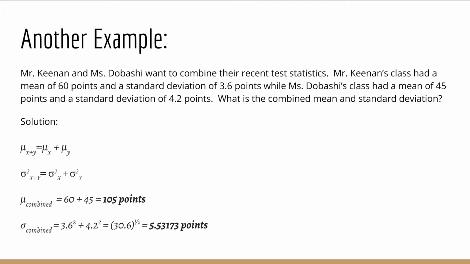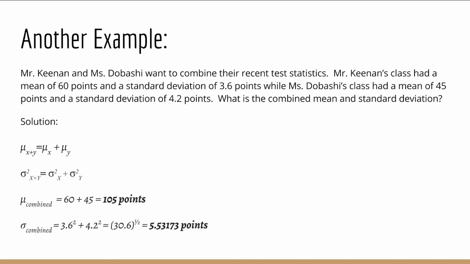Once again, we're going to look at the equations listed for combining two means and combining two standard deviations. First we're going to combine the means, and in this problem we simply had to add the two means of Ms. Dobashi's and Mr. Keenan's classes. So 60 plus 45 is 105 points, so that is the new combined mean.